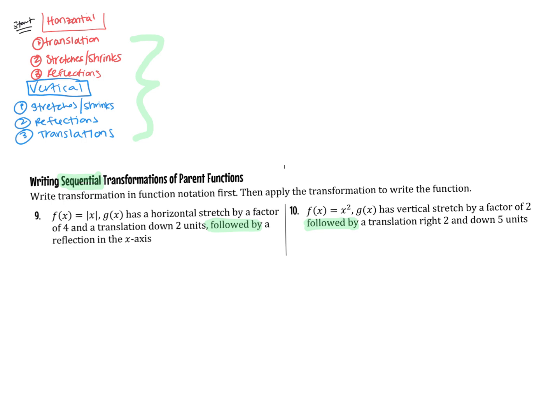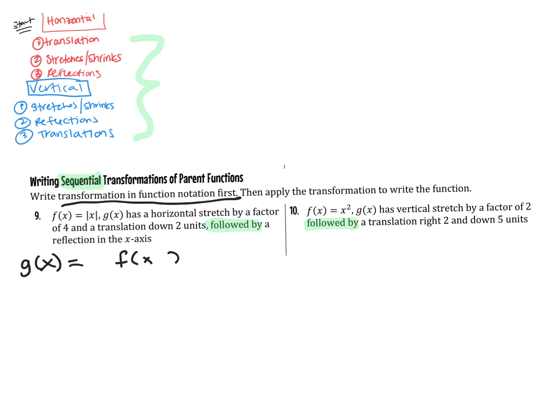If that order doesn't match, then that's where we really need to make sure we're applying the change that we're being told to apply. So let's look at number 9. We're being told that f of x is the absolute value of x. I'm going to come back to that and deal with it last because we're also being asked to write the function in function notation first. So g of x is some transformation of f of x. We'll see what we're doing to it.